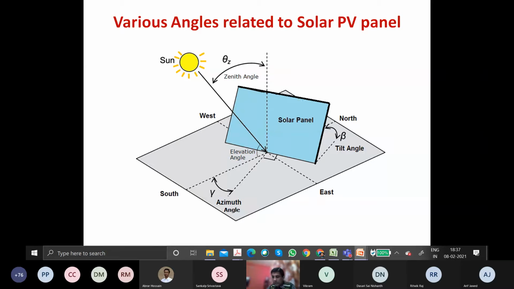Now there is a lot of geometry involved with the solar PV panel, right? Sir, what you told about the wastage of some energy, I didn't get that point. In the previous slide, what happened in this figure is that solar radiation is falling on the panel, right? So what is solar radiation? Solar radiation is nothing but photons, right?